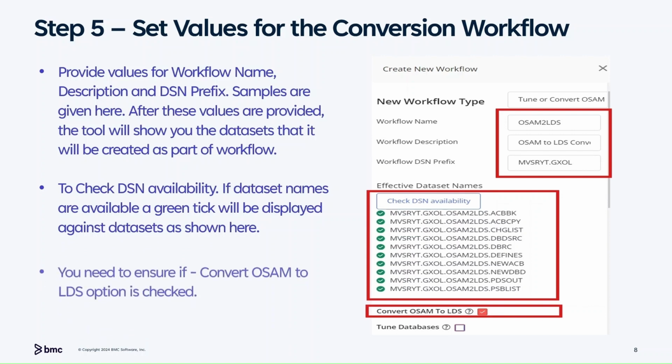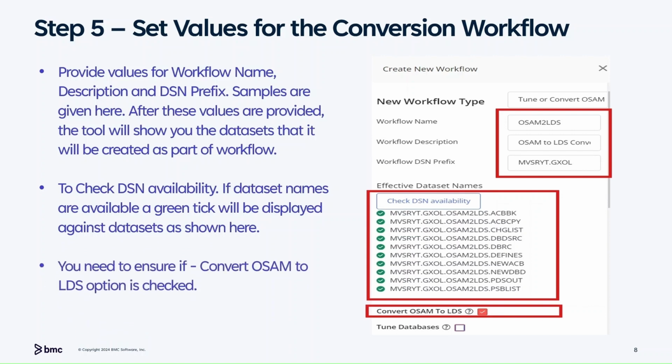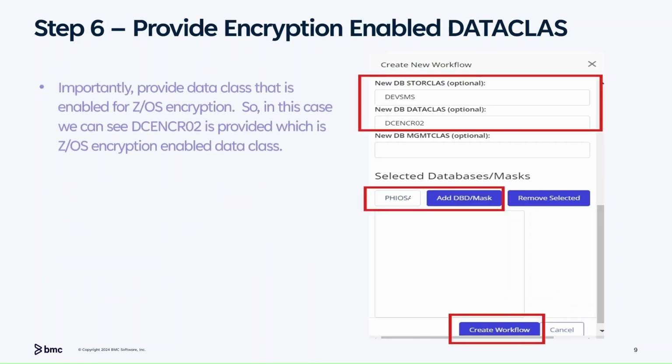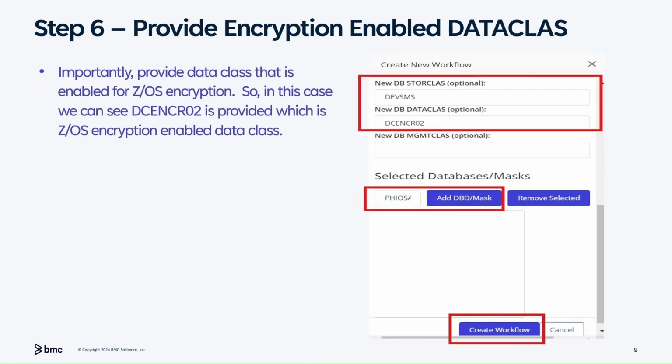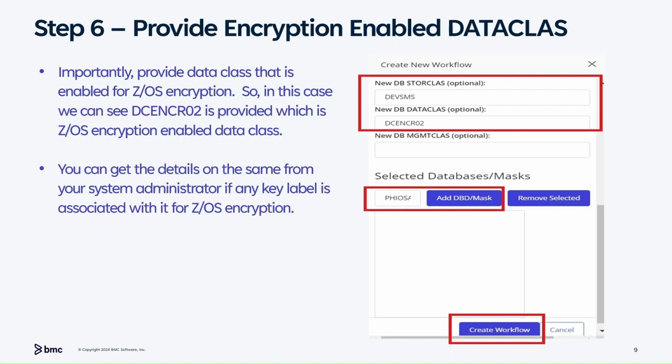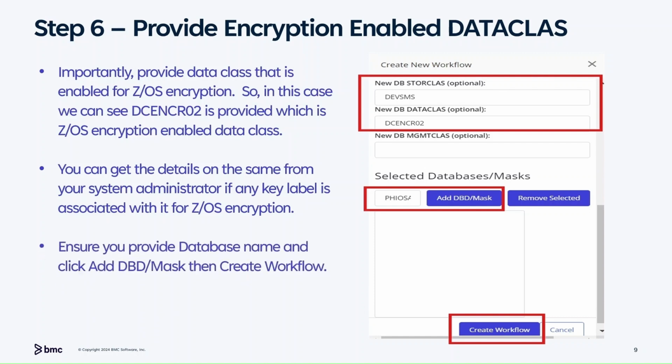Ensure the Convert OSAM to LDS option is checked in here. Another important step is to provide the encryption parameter. So, provide a data class that is enabled for z/OS encryption. Here, in this case, we can see DCNCR02 is provided, which is a z/OS encryption enabled data class. You can get the details on the same from your system administrator if any key label is associated with it for z/OS encryption. Ensure you provide the database name and click Add DBD mask, then Create Workflow.